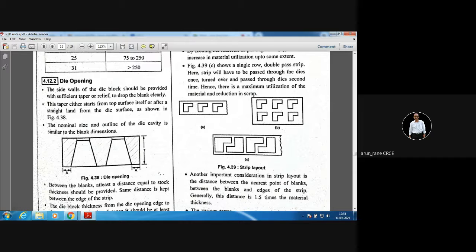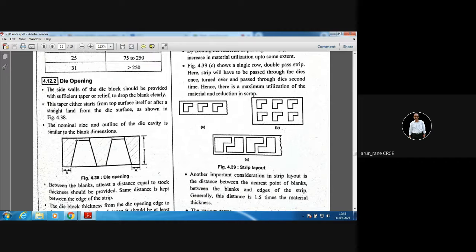Only disadvantage of this die opening is you will have very less regrounds. Reground means what? After say 10,000 pieces or after say 1 lakh pieces, you need to regrind this top surface. So when you are regrinding, that time you are removing a material of 0.5 or 0.3. Let us take it as 0.5.